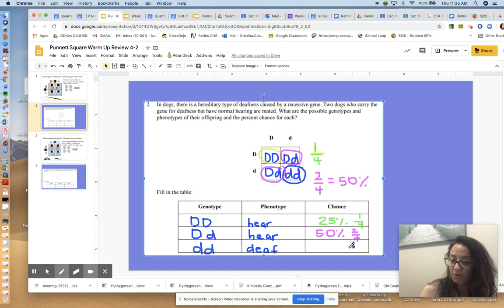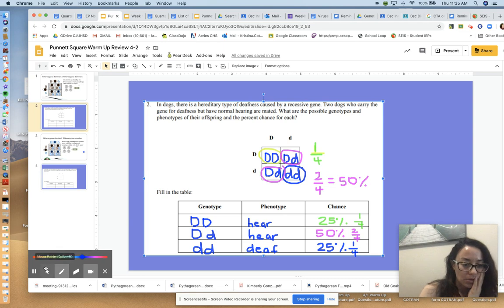1 out of 4. Do you remember how much 1 out of 4 is? How much is the quarter worth? The quarter is worth 25 cents. We can convert cents into percentages. Okay? Does that make sense? Okay. All right, let's go to the next one.